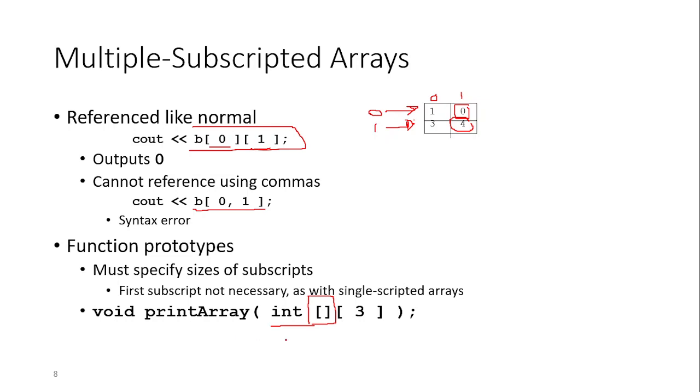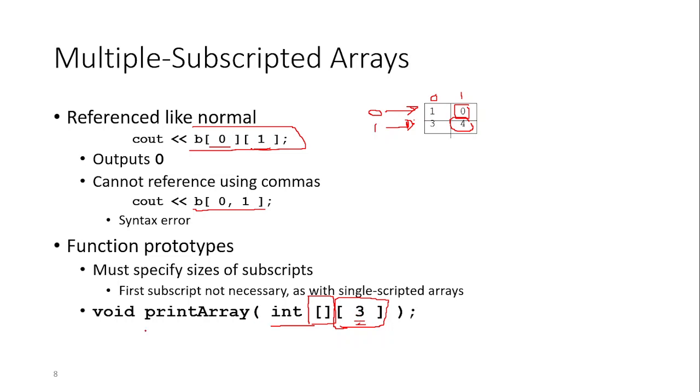But in the case of multi-subscripted arrays, you need to specify the dimension of the second dimension. Okay, you need to specify the size of the second dimension at least. You can specify the size of both dimensions, but at least the second dimension. If you don't specify the size for the first dimension, just like the way we used to do for one dimensional arrays, that is fine. But you have to specify some value here for the second dimension.